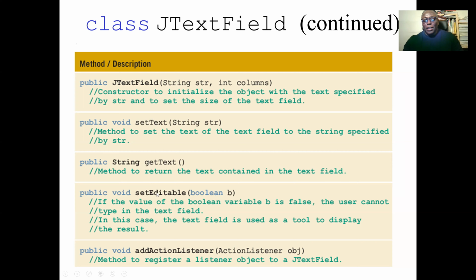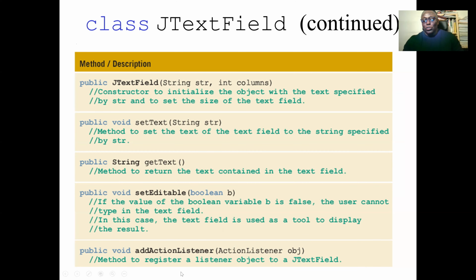And also setEditable. This is very important also. This method will make it possible to decide if I enter a field, can I change it? Can I edit it? So if I set it to true as an argument, it means again we can change any value or any content we enter in it. If we set it to false, it means we cannot edit the content of the text field.